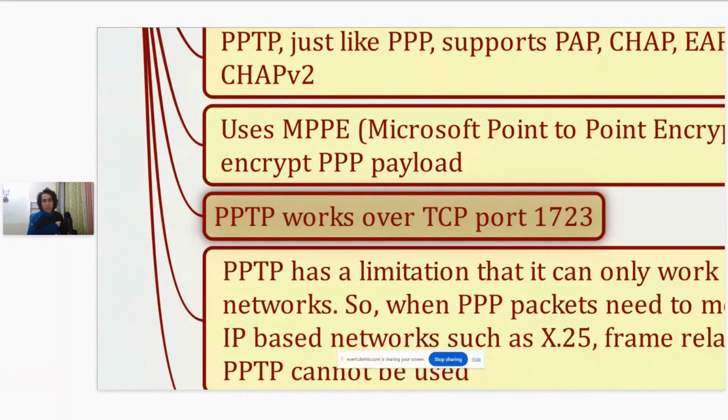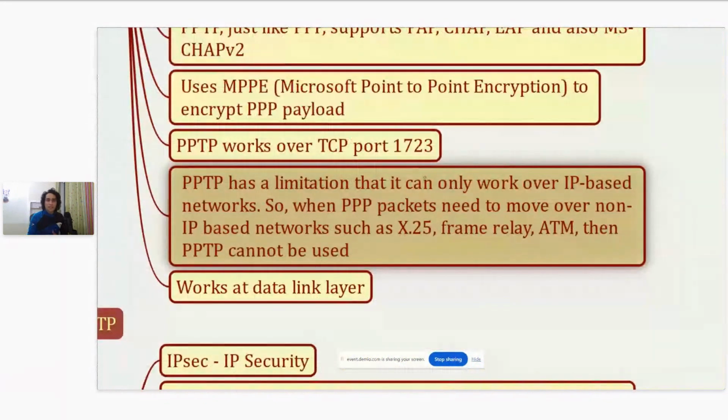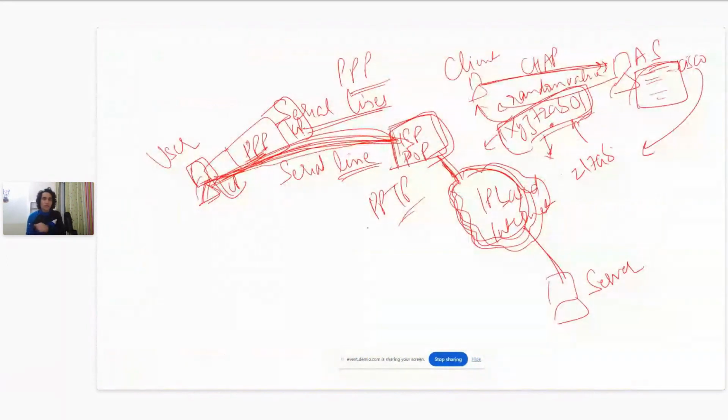And what port number does it use? It uses TCP port 1723, something that you should remember for exam purposes as well. All right. Now, PPTP has a limitation, and that limitation is that it can only work over IP based networks. So if I go back to the drawing board here, PPTP is fine if this is an IP based network, which is what the internet is, right? But what if it is not an IP based network?